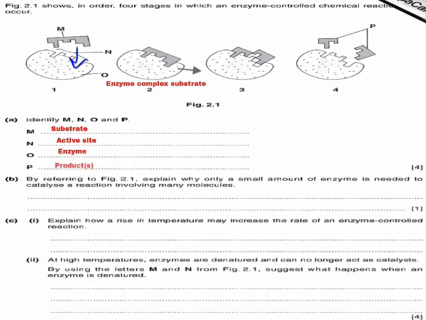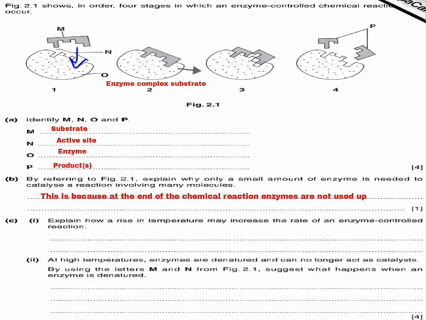As for B, it is saying by referring to figure 2.1, explain why only a small amount of enzyme is needed to catalyze a reaction involving many molecules. As I was saying, at the end of the reaction, enzymes are not used up, which means we can use enzymes repeatedly. So I'm going to say this is because at the end of the reaction, enzymes are not altered or used up.